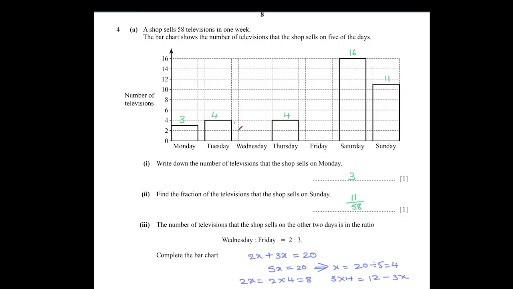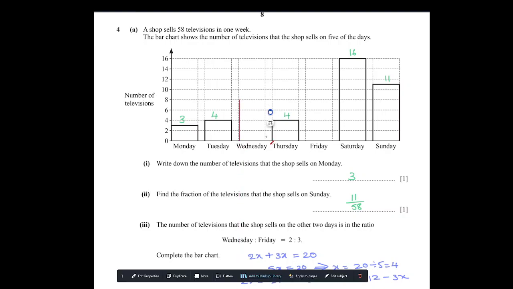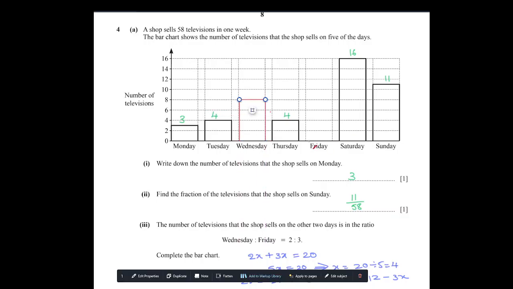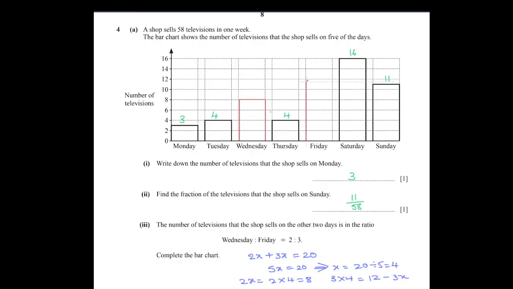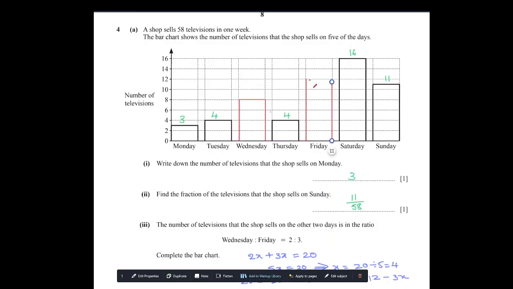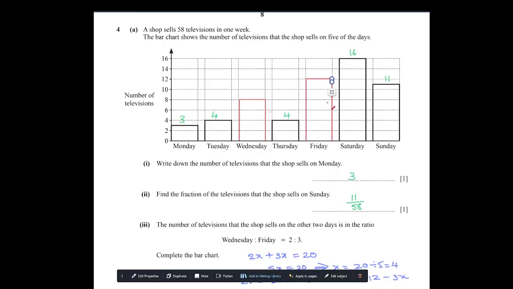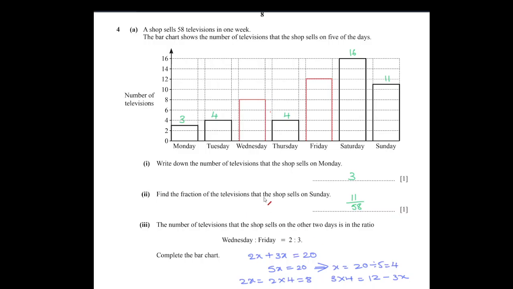So just draw the bars. For Wednesday, draw up to 8, 8 is here. And for Friday you will draw up to 12. 12 is here. So this is the complete answer for question number 4A. Question number 4A is done.